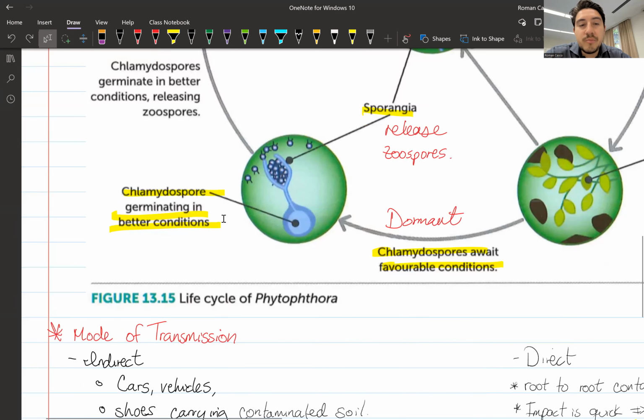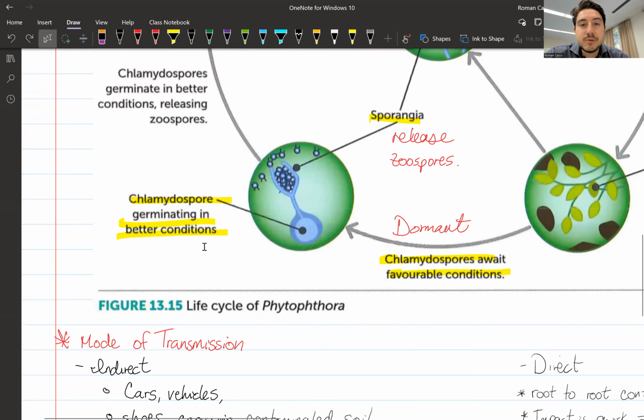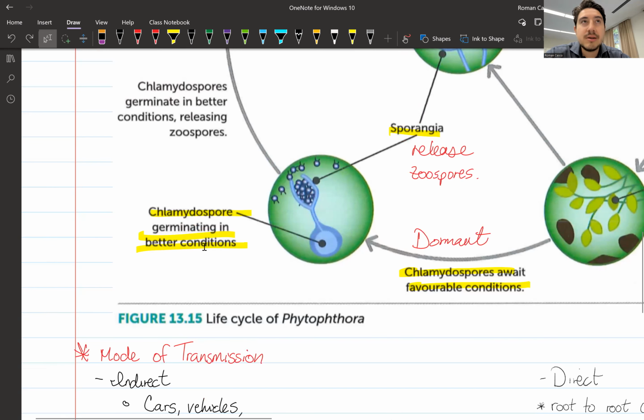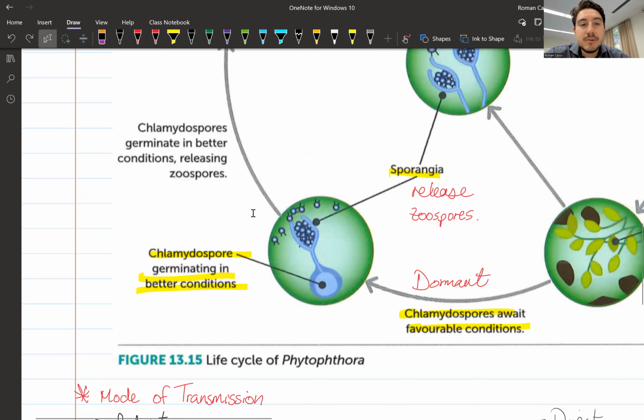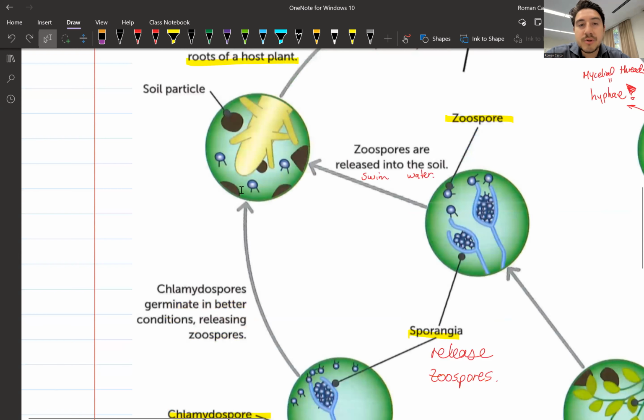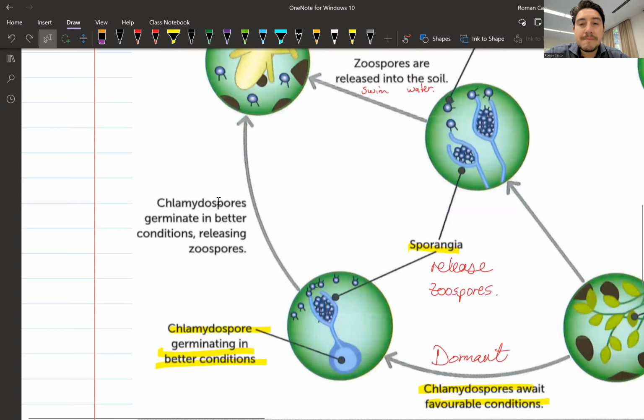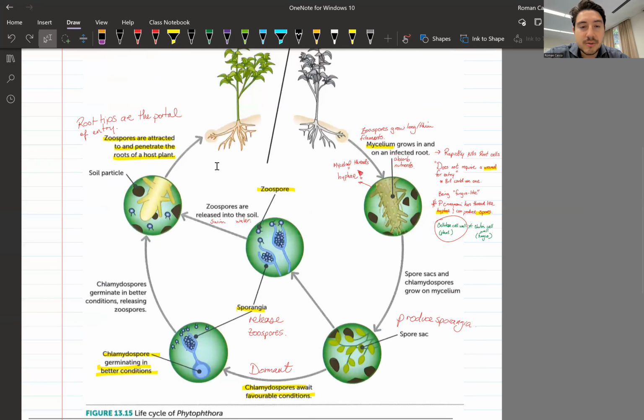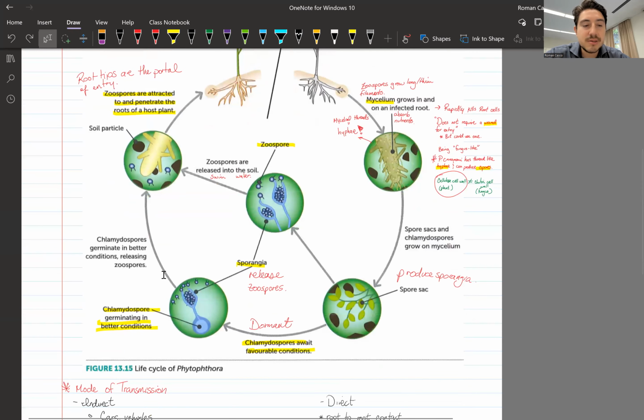So when better conditions occur, when there's more water in the area, let's say, it'll start to germinate. It'll moisten, the tissue will become soft and enable it to grow. So these chlamydospores can germinate in better conditions, and then they produce the sporangia, which will produce the zoospores to infect more plant roots. Depending on the conditions, either you go this route or you go this longer route. All right.